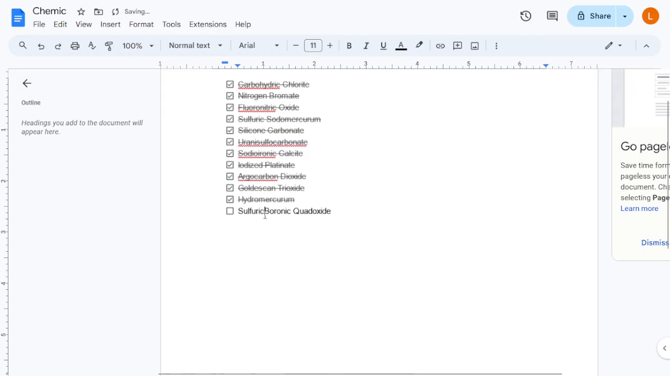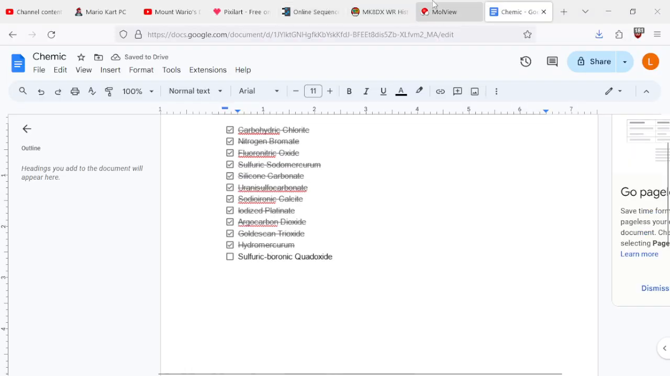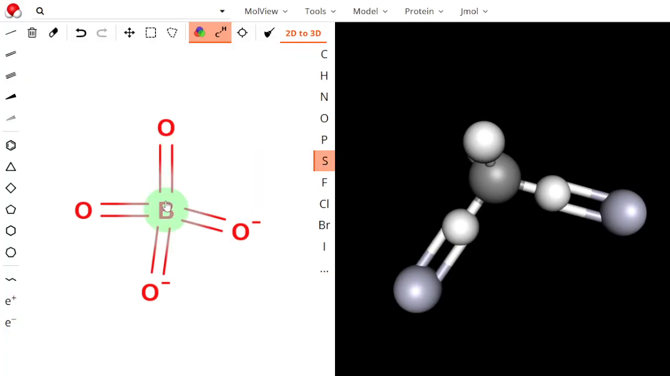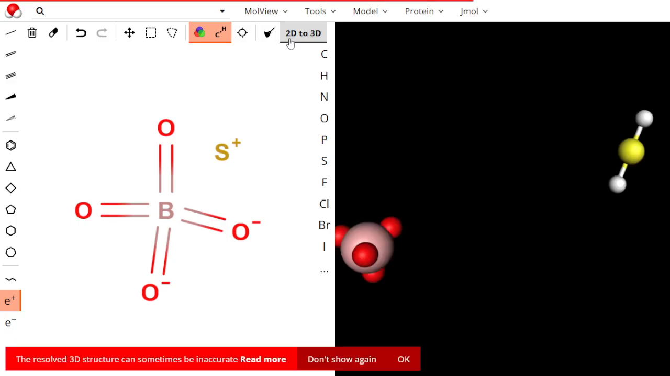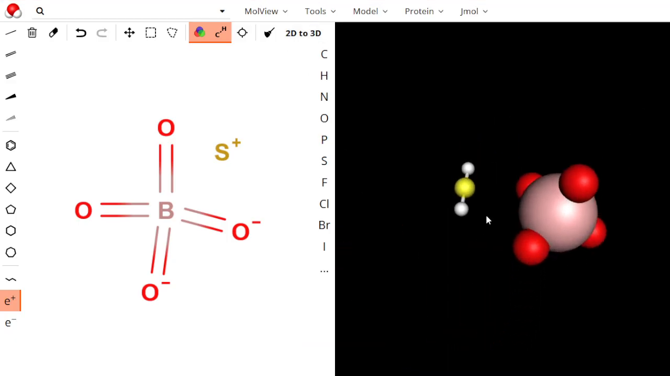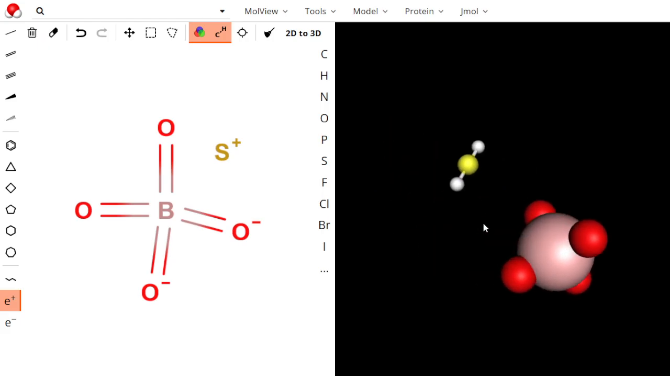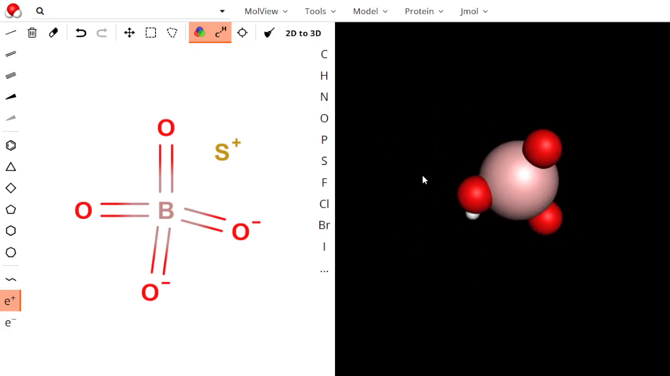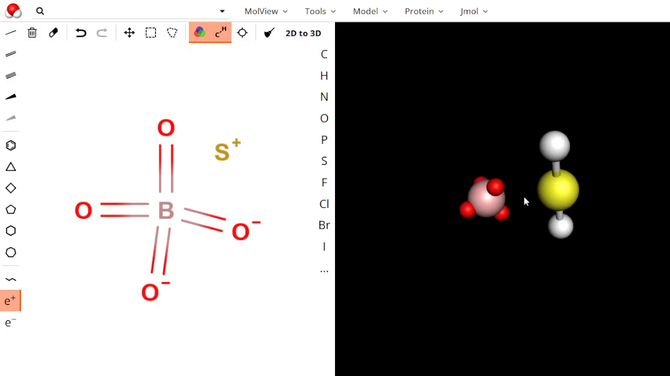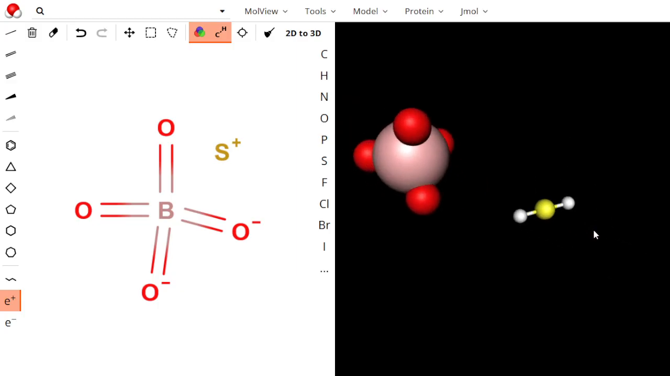Sulfuric boronic quadoxide. And yes, there is going to be a sixth section with the positively charged sulfur atom, except it's not going to be connected. It's going to be separated. Please fix that. Thank you very much. Is that going to work? How did that work? I came up with that in like 2 milliseconds. Apparently boron's a very dense atomic structure, and that's the sulfur. Boom. Sulfuric boronic quadoxide. I'm a genius.